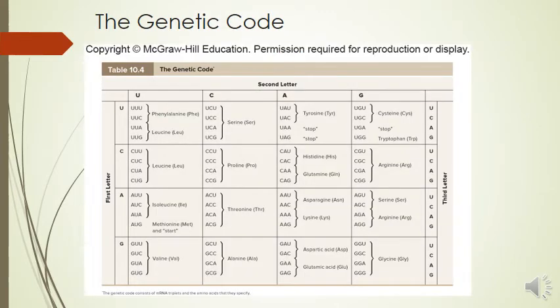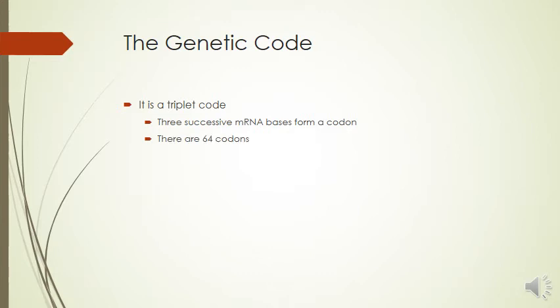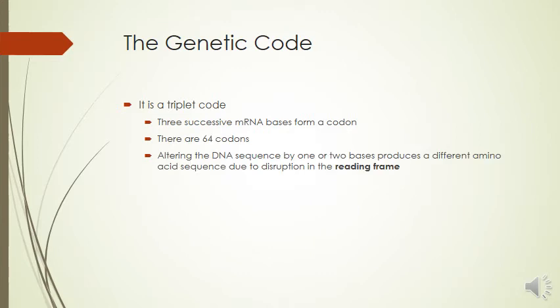Here we have the genetic code in this diagram right here, just showing you how it was put together. The genetic code is a triplet code. 3 successive messenger RNA bases form a codon. There are 64 codons. Altering the DNA sequence by 1 or 2 bases produces a different amino acid sequence due to disruption in the reading frame.